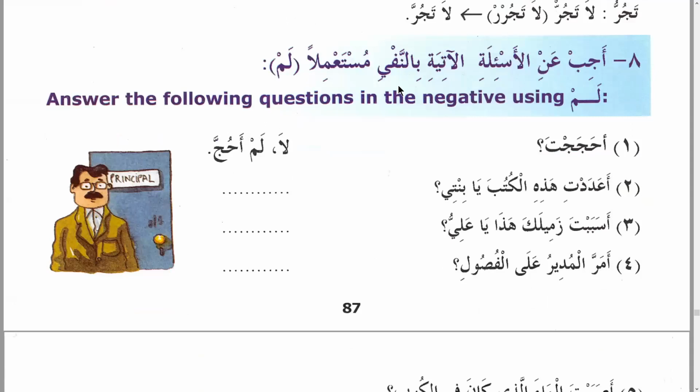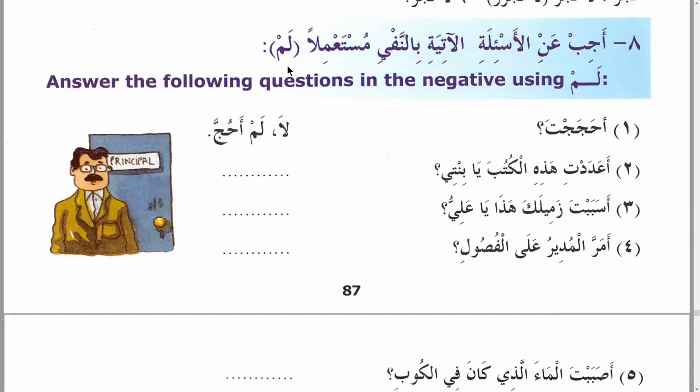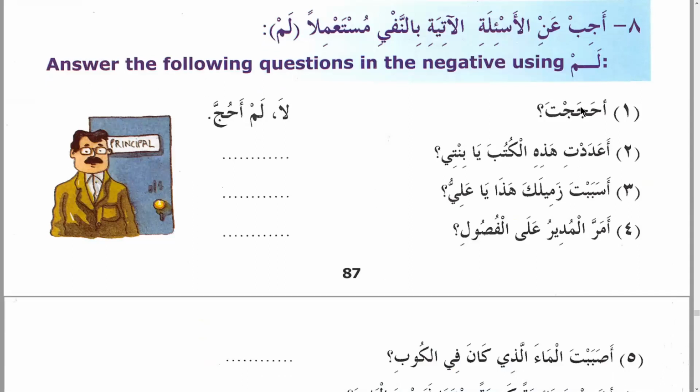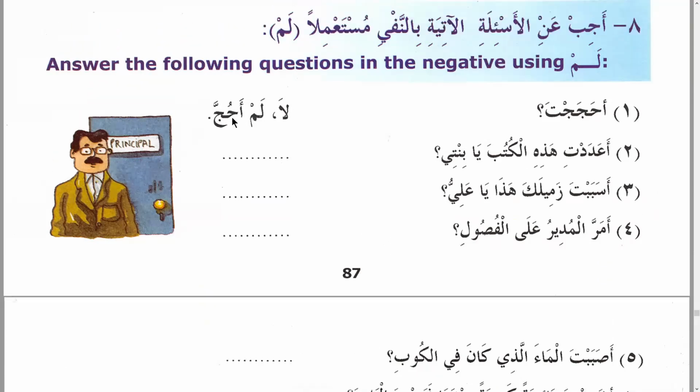Ajib anil asyatil atiya bi nafi mustamil. Help me with this. Inshallah, I'll give a good idea. Use lam. Ahajjasta, did you do Hajj? La lam ahujja. No, I did not do Hajj. Use lam, okay? Lam ahujja. So first ahujju, I did not do. Then you add lam, and then it becomes ahjuj or something. Ahuj, and then you give fatha, ahujja. So you'll get used to it, inshallah. La lam ahujja. No, I did not do hajj.